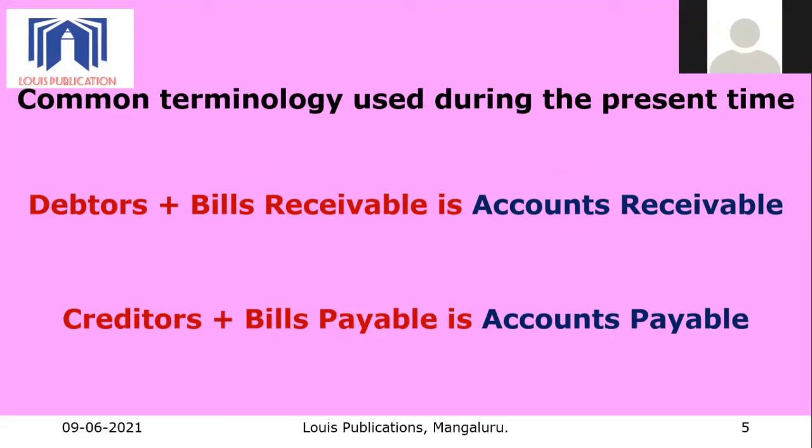When we say accounts receivable, we are combining debtors as well as bills receivable. So debtors and bills receivable combined together is referred to as accounts receivable. Creditors plus bills payable in the present time is referred to as accounts payable. So these are the present terminology that we have: one is accounts receivable and the other one is accounts payable. Let's move to the next concept that we have.